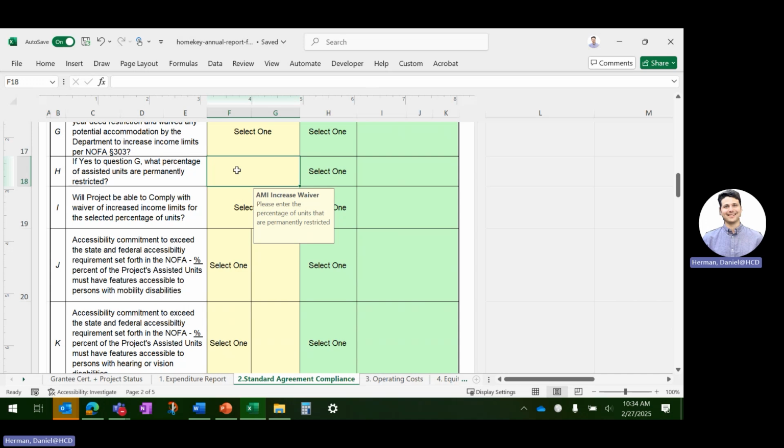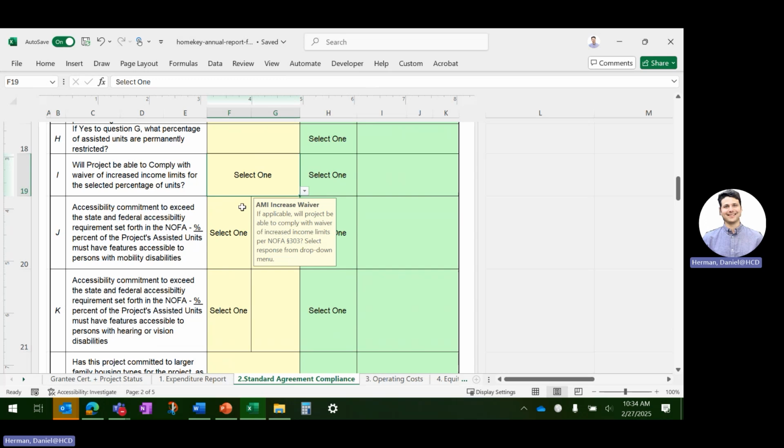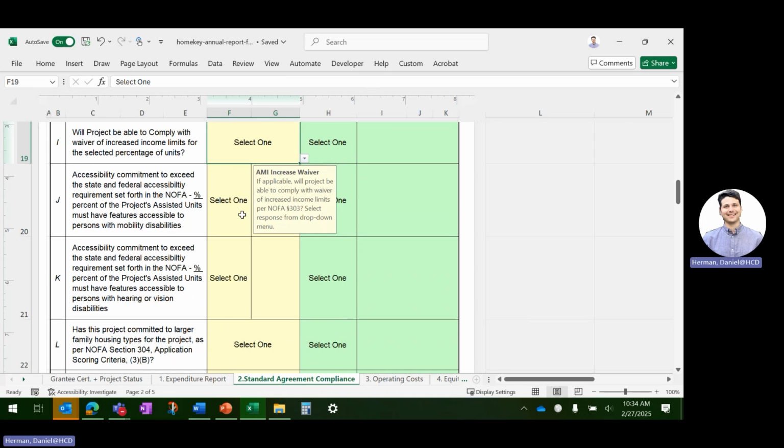Then, if marked yes in question G, please enter for question H the percentage of units that are permanently restricted. Then in question I, please mark whether or not you'll be able to comply with the waiver of increased income limits for the selected percentage of units. So, standard agreement could have 55 years, 100% of units, and we waive the right to increase income limits. So please, if that is your standard agreement commitment, please respond if you'll be able to comply with that.